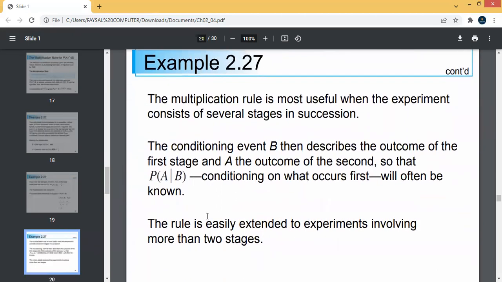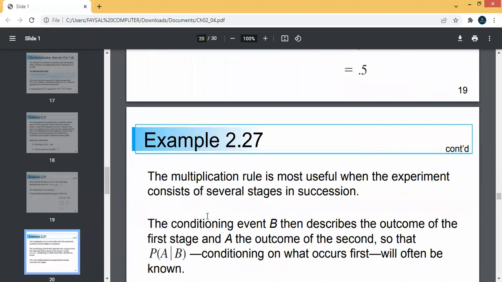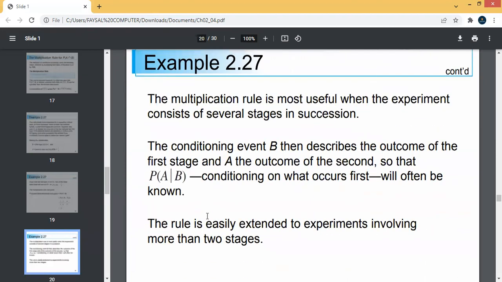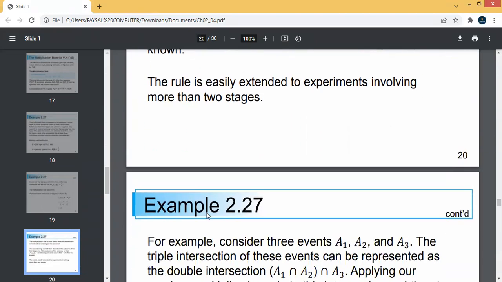Now again, in example 2.27, the multiplication rule is most useful when the experiment consists of several stages. The conditional event B then describes the outcome of the first stage and A the outcome of the second, so it will be written as P(A given B). The conditioning event, which occurs first, will often be known. So the rule is easily extended to experiments involving more than two stages.